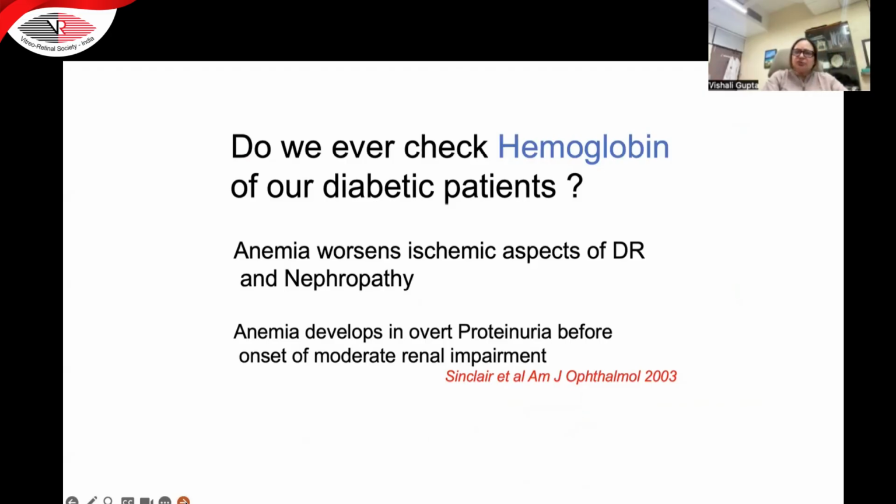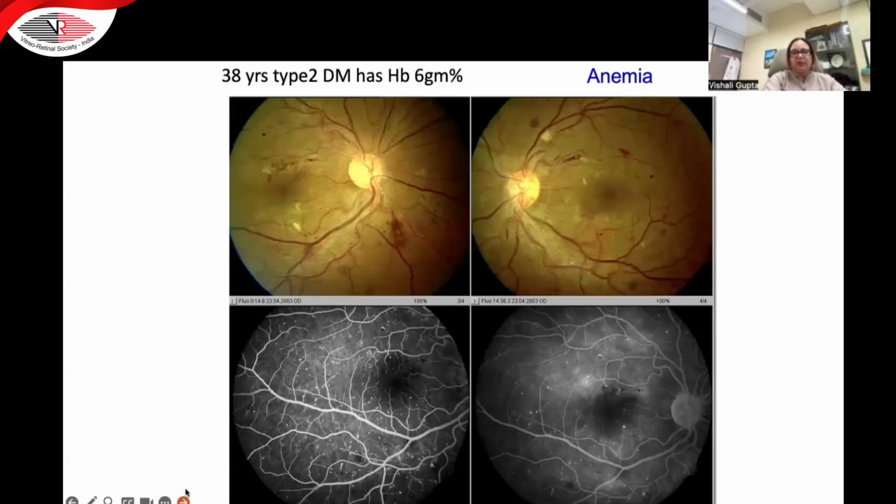Another question is, do we ever check hemoglobin in our diabetic patients? Because anemia worsens the ischemic aspect of diabetic retinopathy and nephropathy. And anemia develops in overt proteinuria before there is onset of renal impairment. This is the publication we published in BJO. Hemoglobin was 6 gram percent, and you can see multiple microaneurysms here.